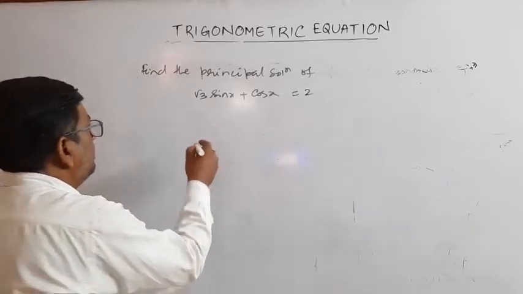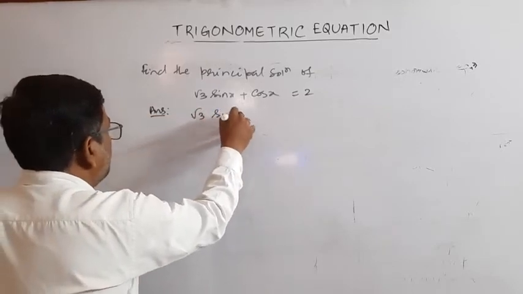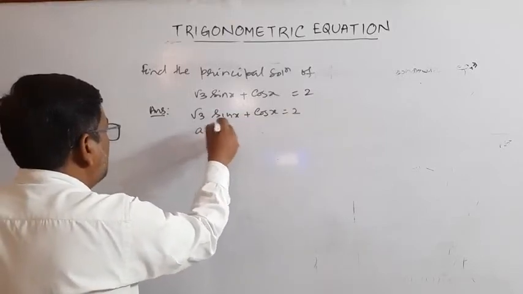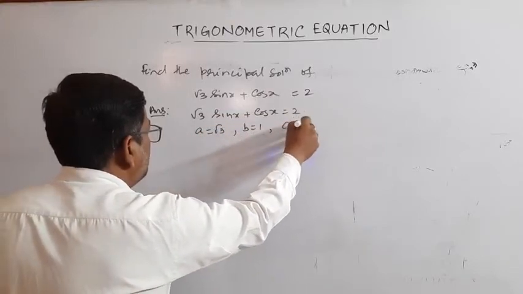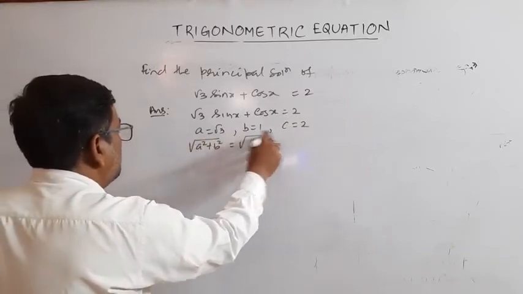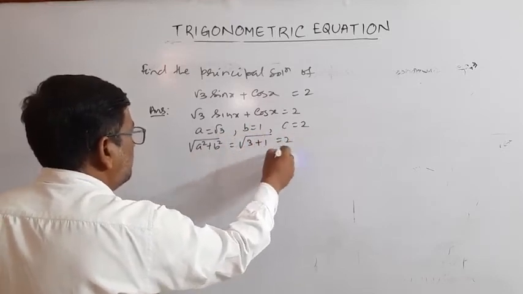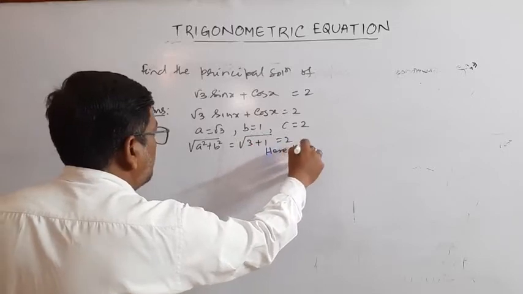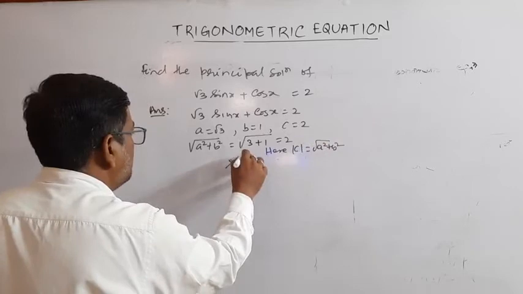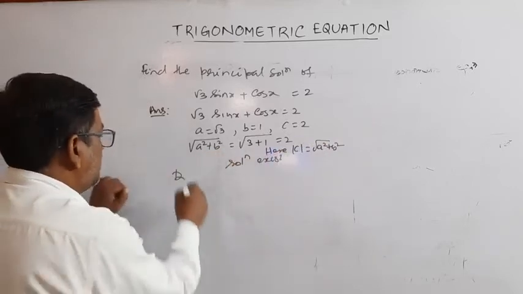So here, the equation is root 3 sin x plus cos x is equal to 2. a is equal to root 3, b is equal to 1, c is equal to 2. So root over a square plus b square means what? Root over 3 plus 1, that is 2. Here mod c is equal to root over a square plus b square, so a solution exists.